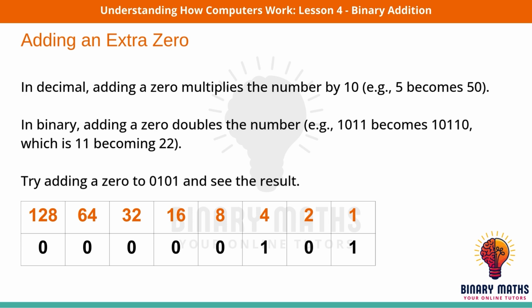Try adding a 0 to 0101. It becomes 01010. So initially it was 5 in decimal, but because we added the extra 0 at the end, it has now become a 10. So we can see that adding an extra 0 will double the number in binary. And we can see some examples of this on the screen right now.